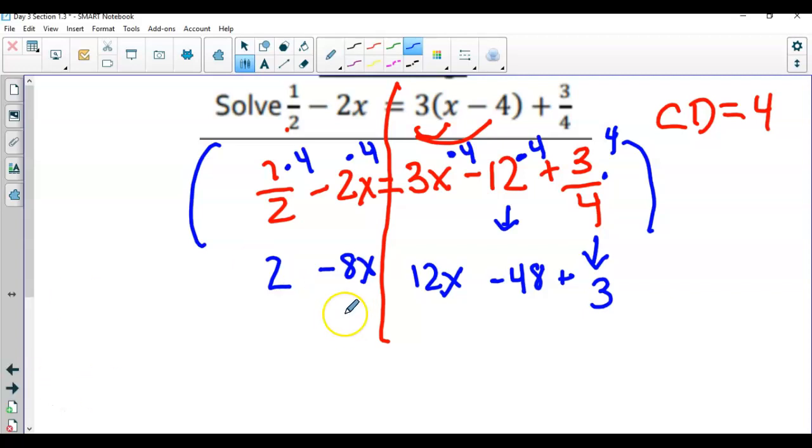Now, if you look in blue here, all of our fractions are gone, and a lot of people now are satisfied with that. So what I want to do next, you guys, is I want to get common terms together on each side of the equal sign. So over here, 2 and negative 8x, I can't get any common terms together because those are not like terms. But right here, negative 48 and 3, I can put that together. So that's going to give me 2 minus 8x equals 12x minus 45. See?